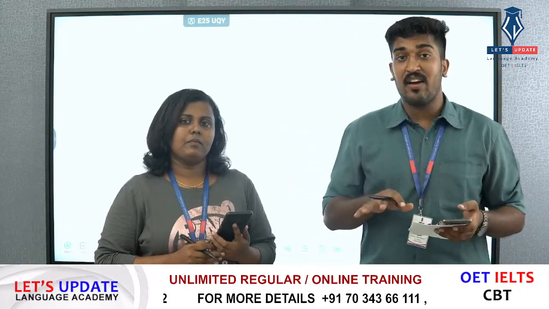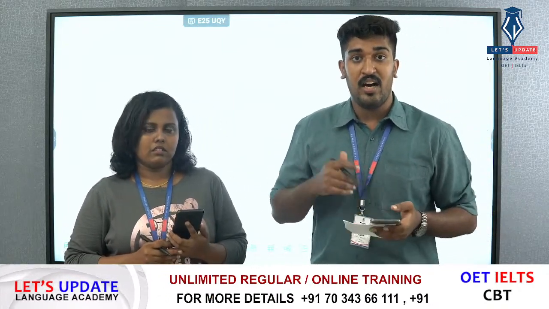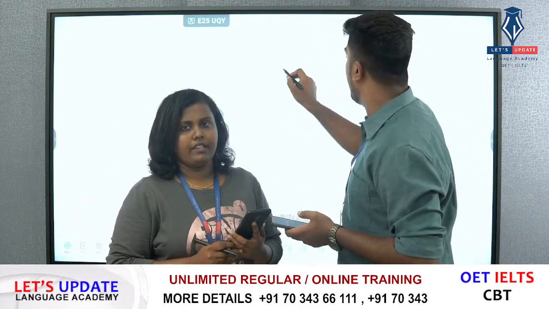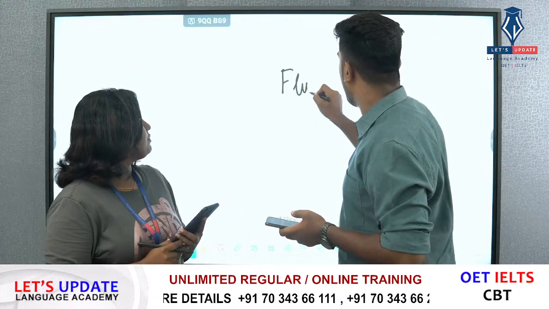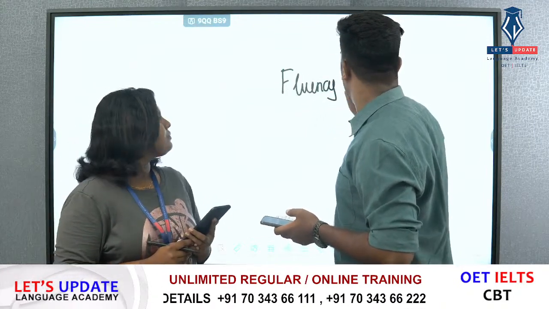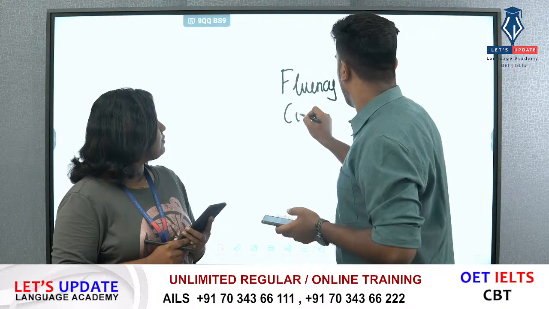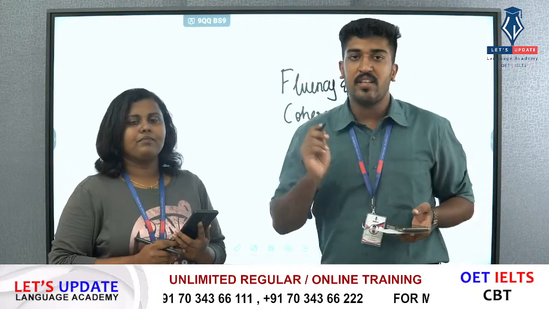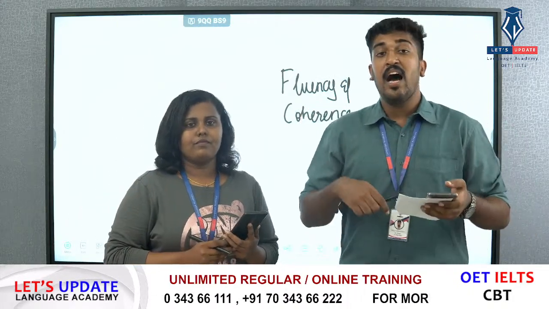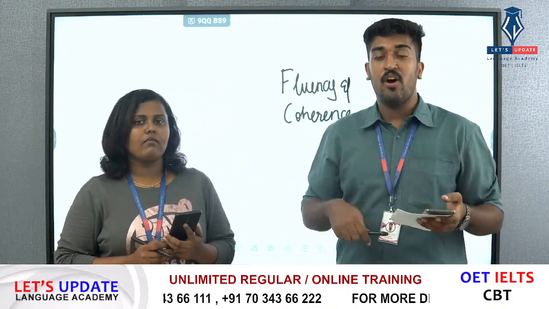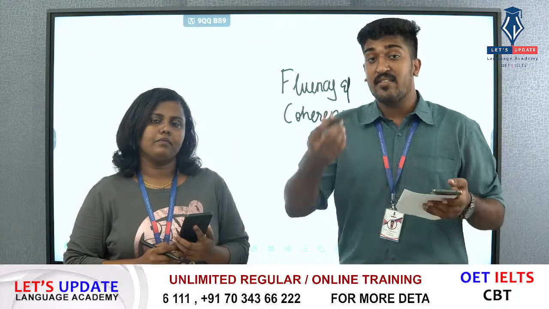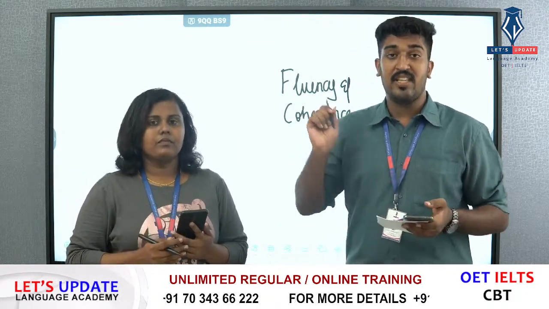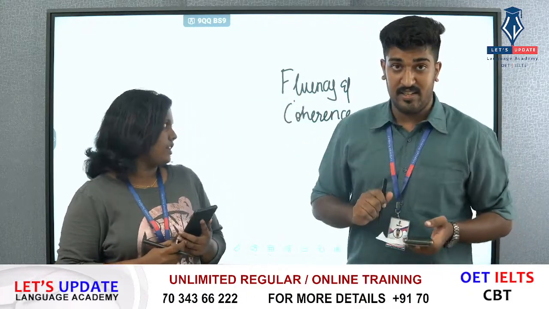So we do have a marking criteria for the speaking module. The first one is fluency and coherence. So what this basically means is how fluently you're speaking or communicating, and the things that you're fluently communicating are logical. So that is the first criteria.